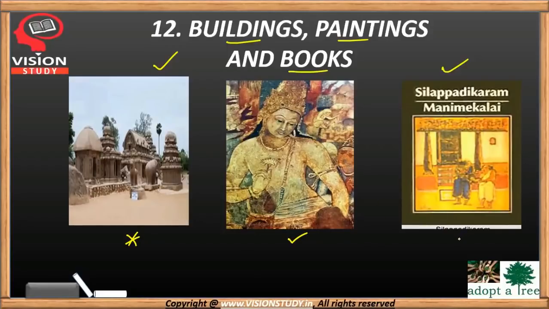Next, we would read about books. Which books were important? Including the Sangam age books like Shilapadikaram and Manimekalai. How is it important? Who has written it? Why do we study about it? In whose dynasty were Sangams called? The rest are the questions that we would solve in the last chapter.